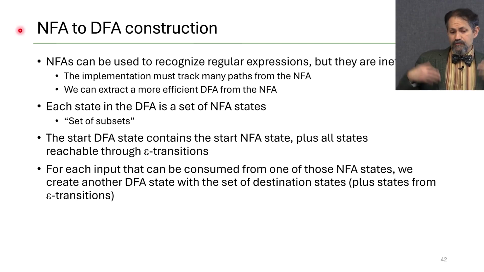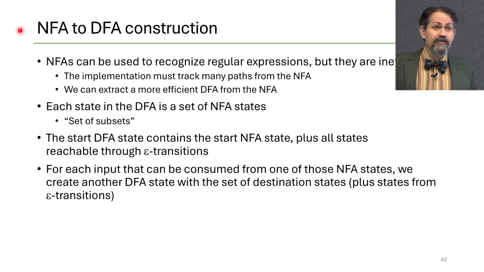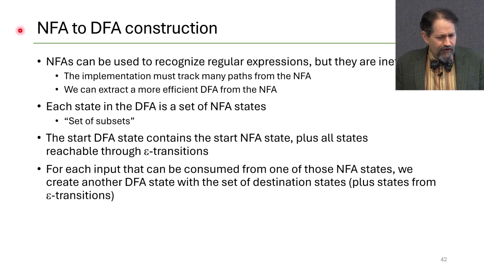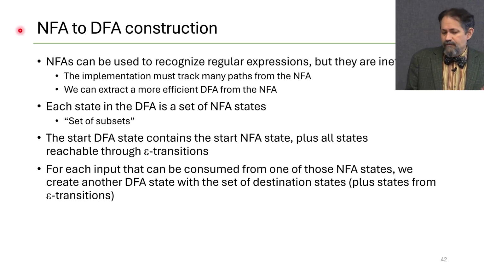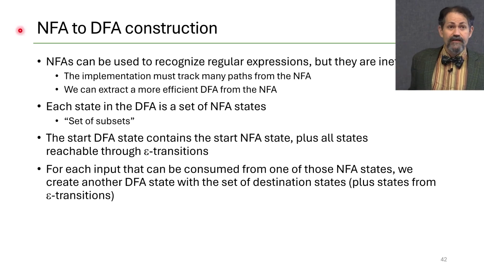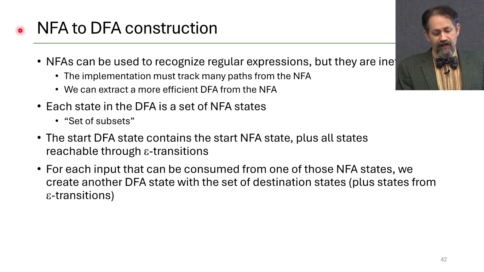All right, so non-deterministic finite automata can be used to recognize regular expressions, and now we know how to produce them from regular expressions. But unfortunately, they're inefficient at doing that. The problem is that the implementation has to track many paths from the NFA to find out which one of those is actually feasible, right? Every time we go two different directions, we essentially have to explore both of them to find all the possible ways that a token could be recognized.